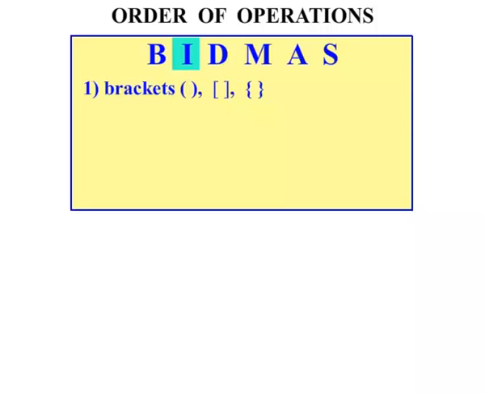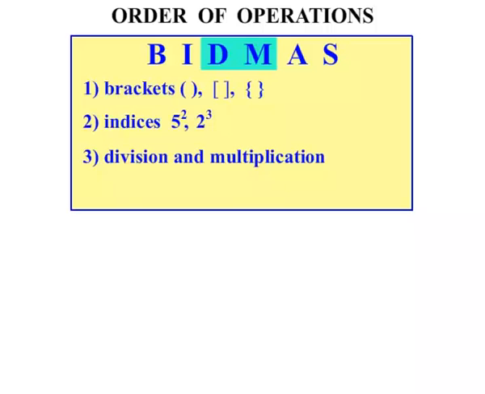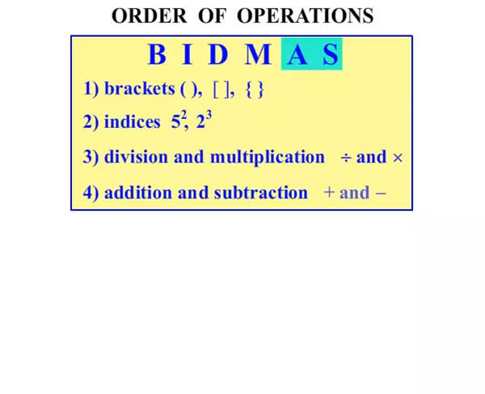The next letter, I, stands for indices. If we consider a number like 5 squared or 2 cubed, the squared and the cubed are indices. The next two letters, D and M, stand for division and multiplication. So we have a divide and a times there. And finally, A and S, what do you think they might stand for? Addition and subtraction. The plus and the minus.